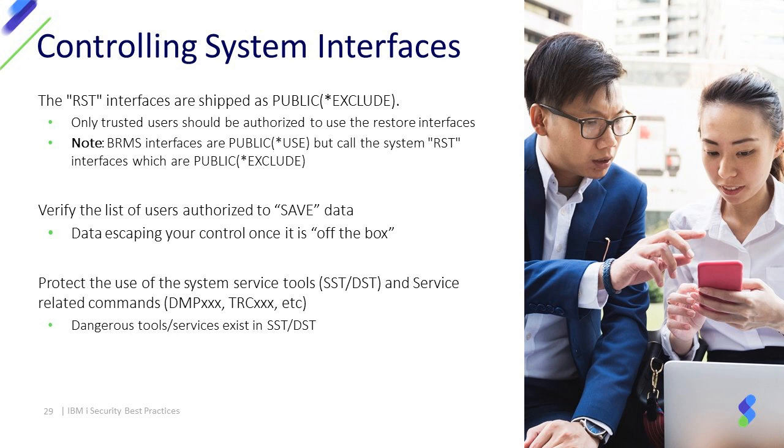And of course, I talked about SST as well, but there's some commands also shipped as part of the operating system, the dump and trace commands. You want to make sure that those are all set to public exclude. They come that way from IBM, but they can be changed to open them up a little bit. But same type of issues there, right, where you can trace different data flowing, dump objects, and so on, see the data.